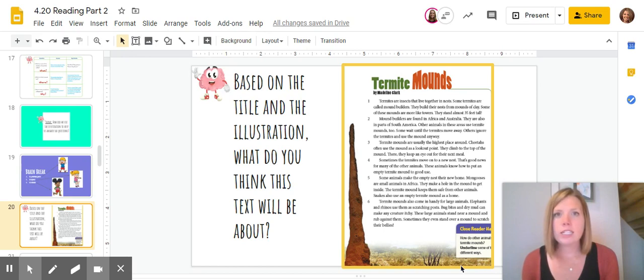So before we get started with our text, I want you to take a look at this first question here. It says, based on the title and the illustration, what do you think this text will be about? So now is when I want you to do some predicting, right? If you take a look, the title of this text is Termite Mounds, and I want you to notice the colors. I want you to notice the font, okay? Then I want you to notice down here at the bottom there is an illustration. I want you to look at those 2 things, and I want you to think, based on the title and the illustration, what do you think this text will be about? Take a moment to think now.